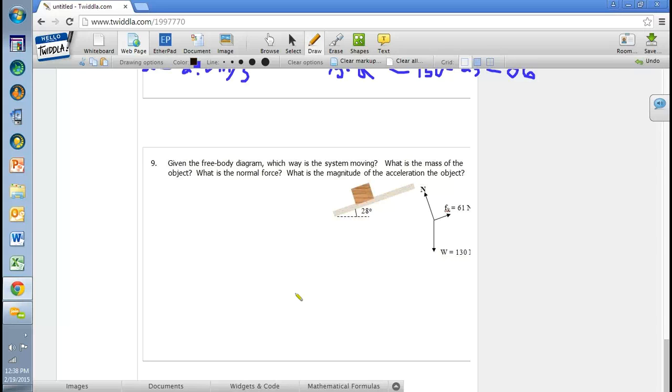So Matt, let's just think for a second that it's moving up the ramp. That means that friction is helping it move up the ramp. That's not true. Friction doesn't help. So friction is opposing the motion. So if friction's up the ramp, then it must be moving down the ramp. So yeah, it is moving down the ramp. The way we know is because the friction is in the opposite direction. Okay. So the answer is down. Down ramp.